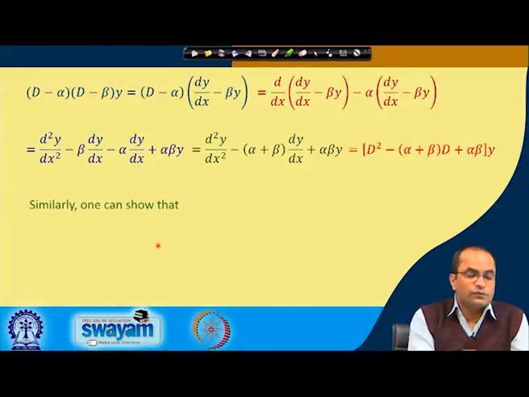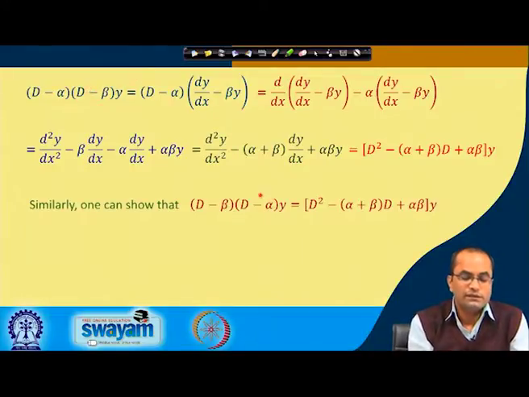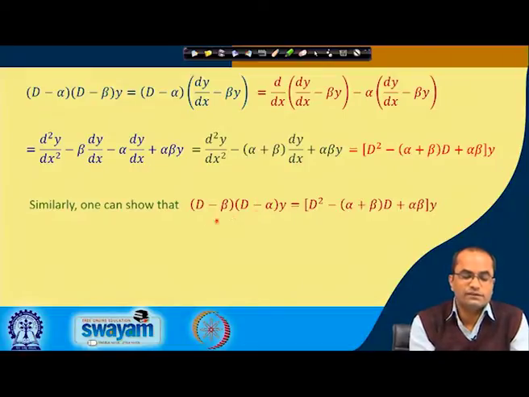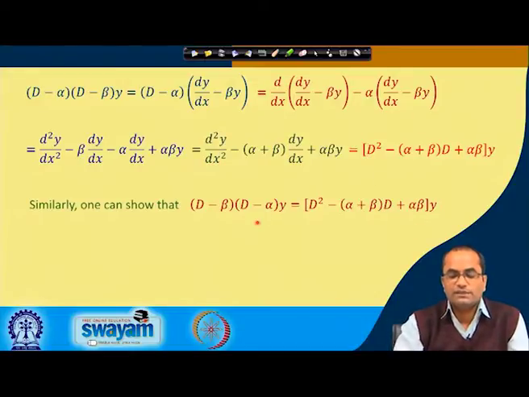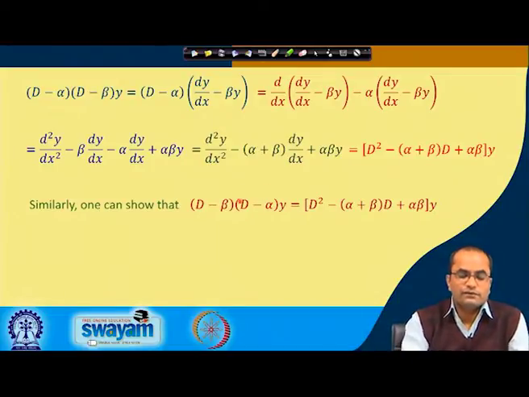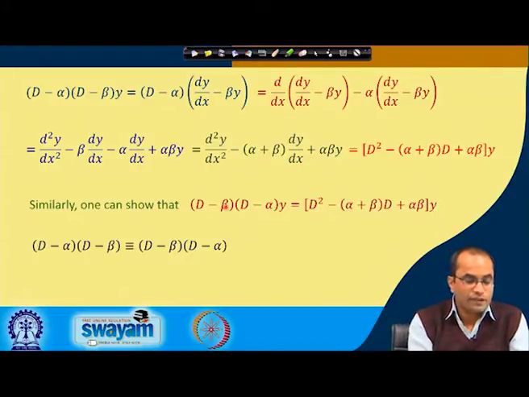Similarly, one can show that when we operate D minus alpha first and then D minus beta, the same thing happens, and we end up at the same expression, whether we operate first D minus alpha or D minus beta. So what we have observed is that it does not matter what sequence you take for the operations when we have such differential operators; this operator is the same as that operator.